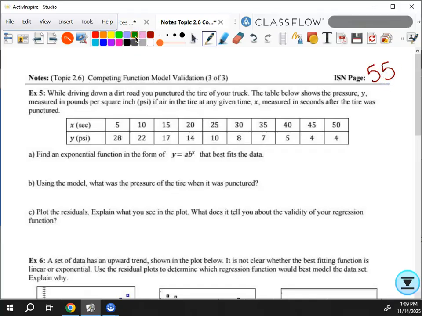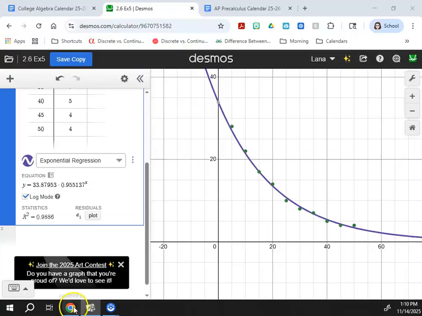This says, while driving down a dirt road, you puncture the tire of your truck. The table below shows the pressure Y measured in pounds per square inch of the air in the tire at any given time X measured in seconds after the tire was punctured. Okay, so this is in terms of X and Y. We don't have anything else. It tells me to find an exponential function, so I'm not making any decisions. And this form, so we just put it straight into Desmos, do your regression.